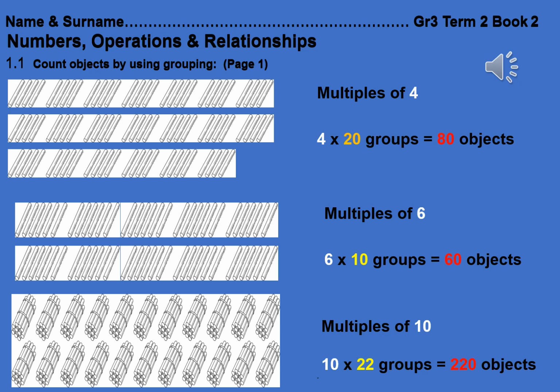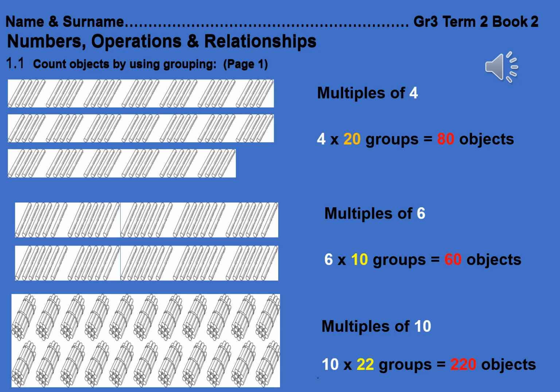Count objects by using grouping. Now, I've got 3 pictures and I have to first of all do 3 things. I need to know what are the multiples, what are we counting in? Then we need to know how many groups there are. And the third thing, how many objects.